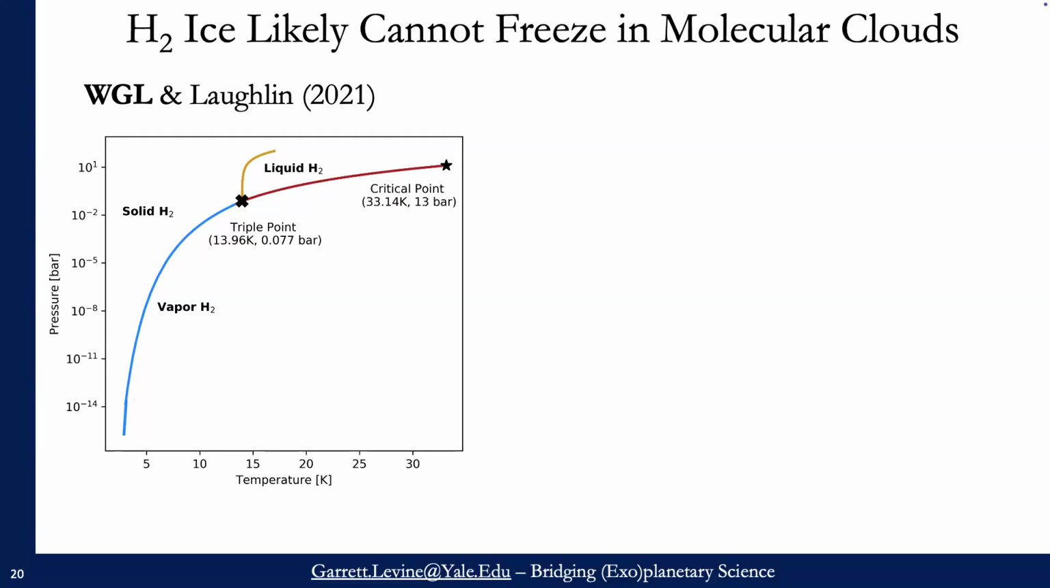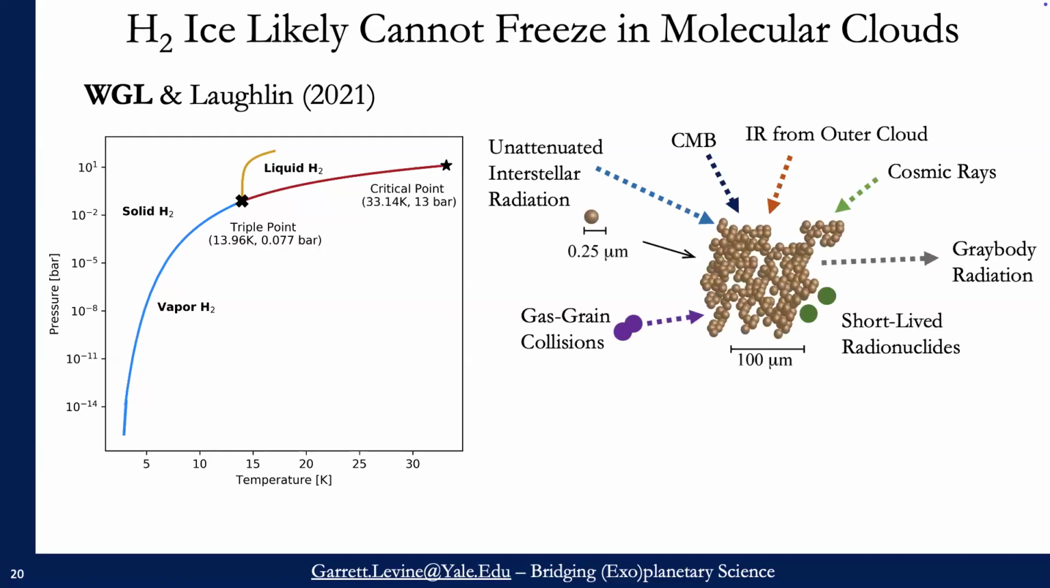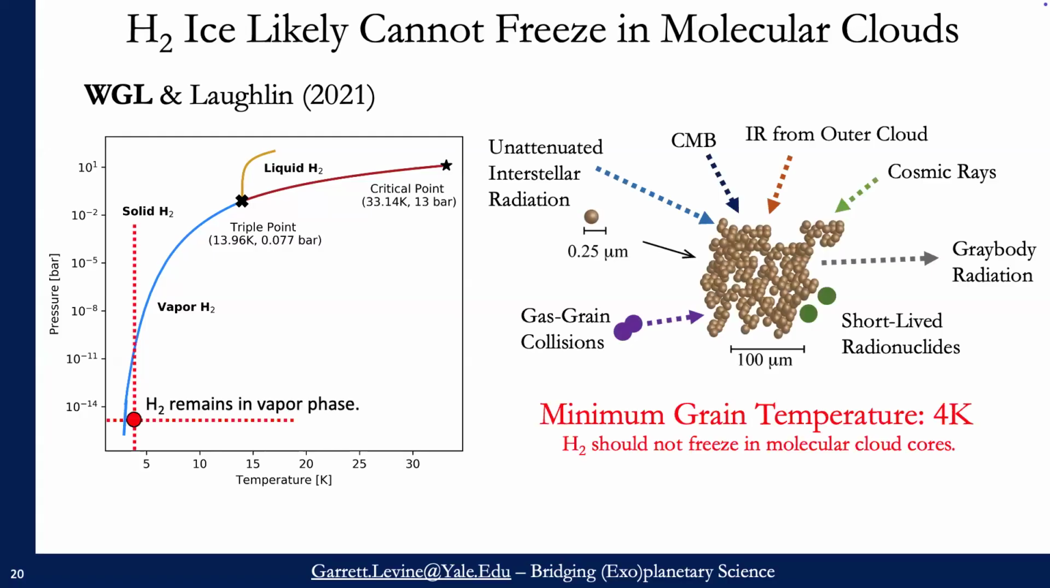Now, that being said, at the densities of molecular clouds, you still need to approach the CMB background temperature in order to form H2 ice. So if you do an energy balance and you ask yourself, okay, if I consider all the sources and sinks of energy, what could theoretically happen? It turns out that the minimum grain temperature is about 1 Kelvin too warm in order to freeze out H2 ice. So it's probably impossible to even get this process started.